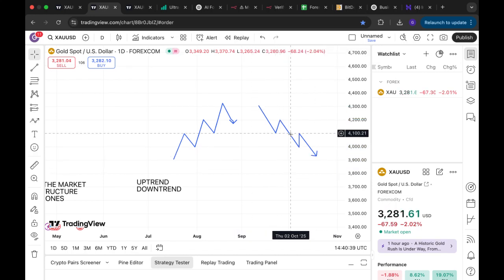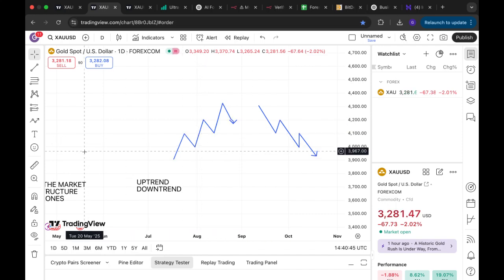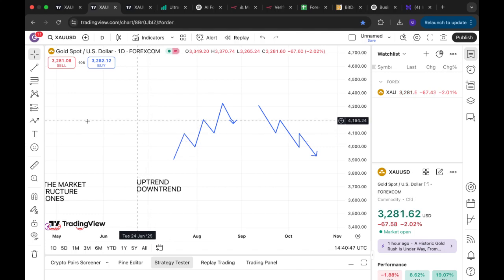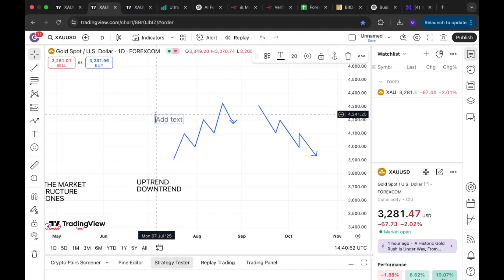Once it does this, and once it gives me this, I determine that price is in an uptrend. So quickly, these patterns are usually recognized in what we call higher highs and higher lows. For price to be in an uptrend, price has to form higher highs and higher lows. Higher highs and higher lows.